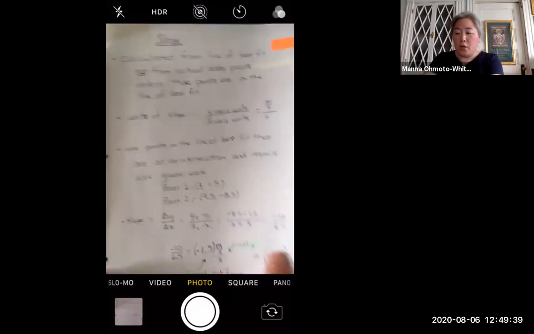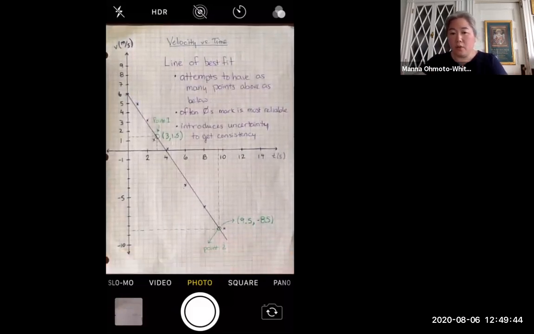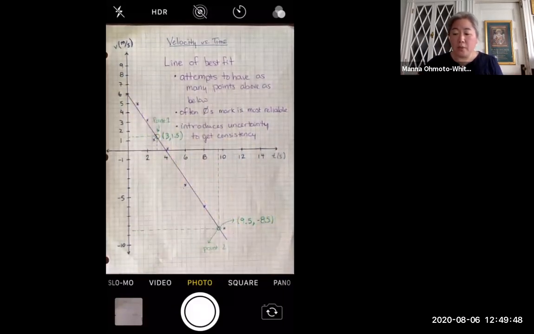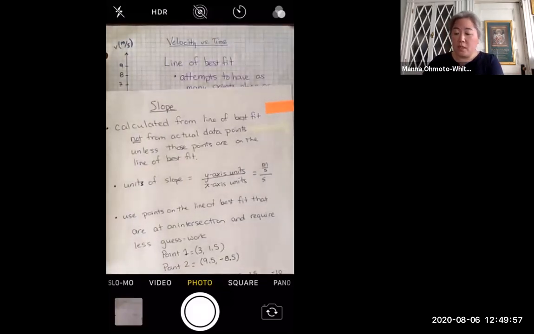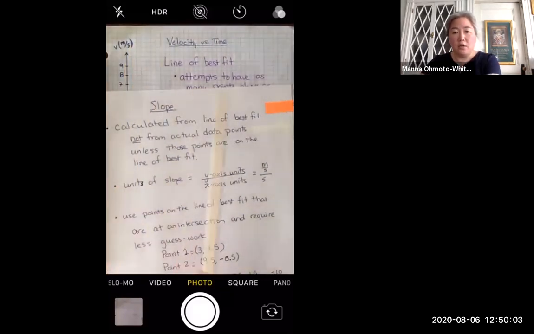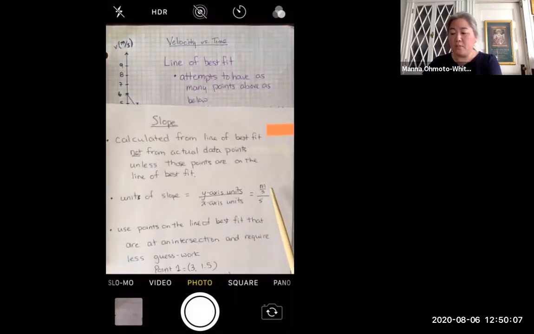So looking back at the graph that we had looked at in our other video, the line of best fit is drawn here in purple, and so I'm going to be calculating the slope of the line off of this line of best fit. Now, one of the important points to remember is that the units of the slope are your y-axis units, which are meters per second, over your x-axis units, seconds, which gives us meters per second squared.